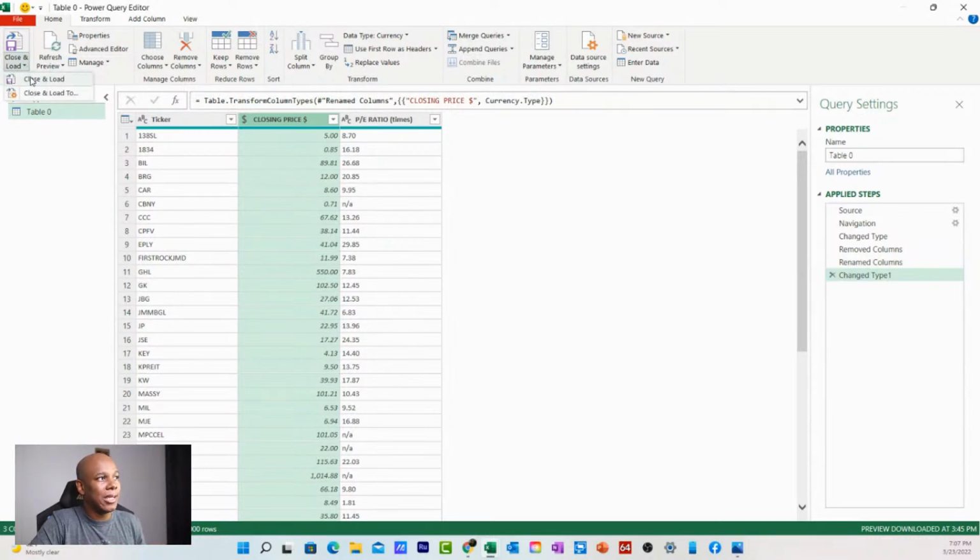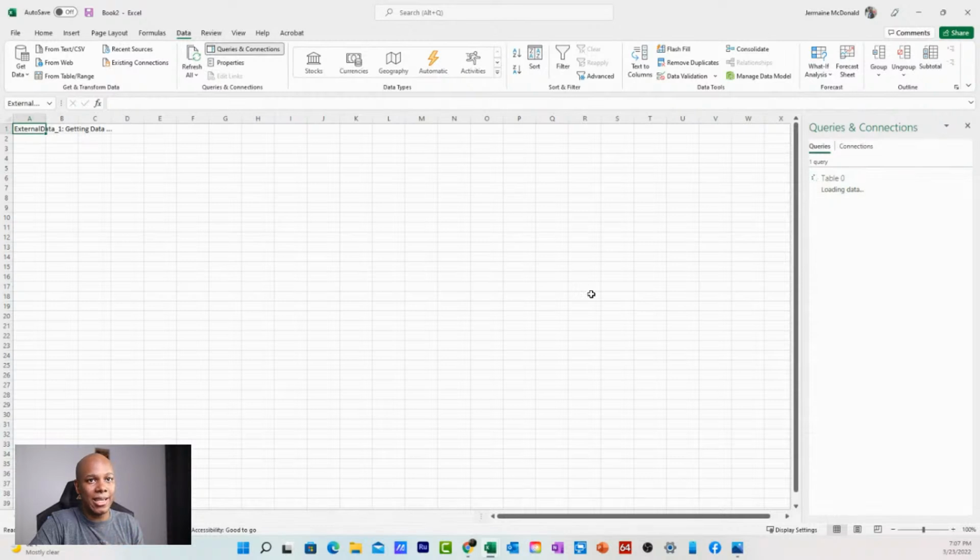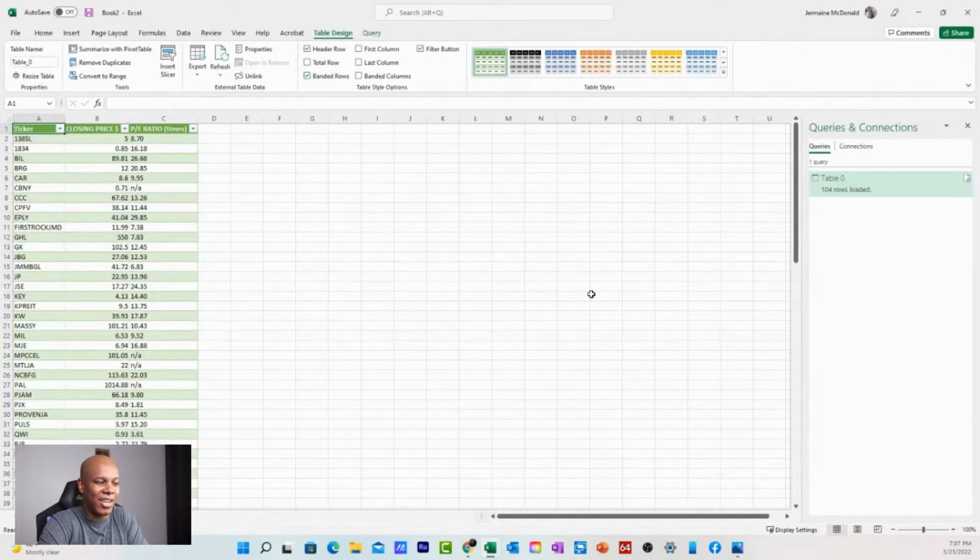Then I'm just going to hit close to the left, close and load. So I'm loading that data now into Excel, all right? Hopefully you're following me so far. If you have any questions, let me know. So we're seeing the data that we saw on the Mayberry trade sheet, right? All the data is here. So I'm seeing the ticker, I'm seeing the closing price, I'm seeing the PE. That's all we need for now.